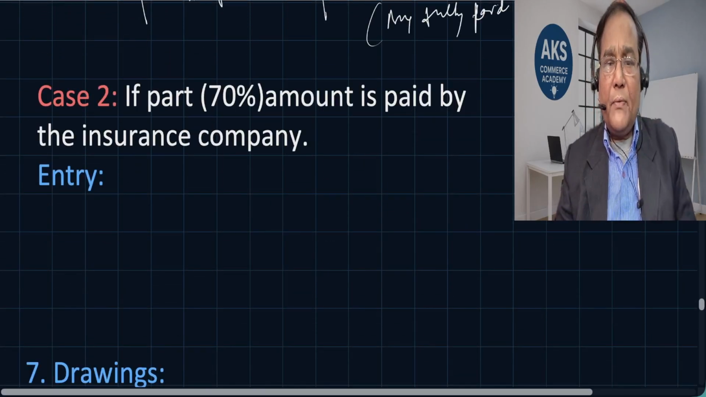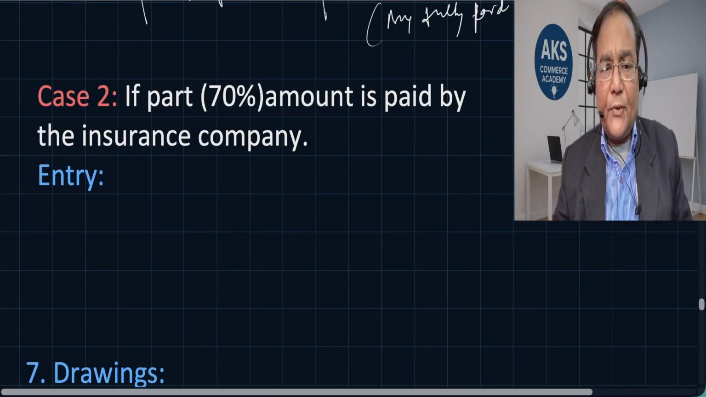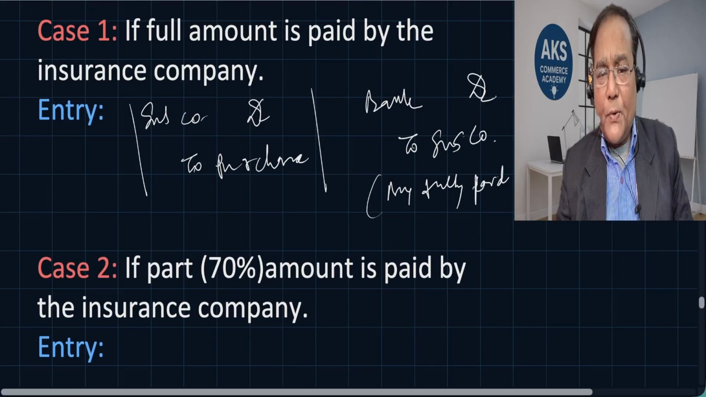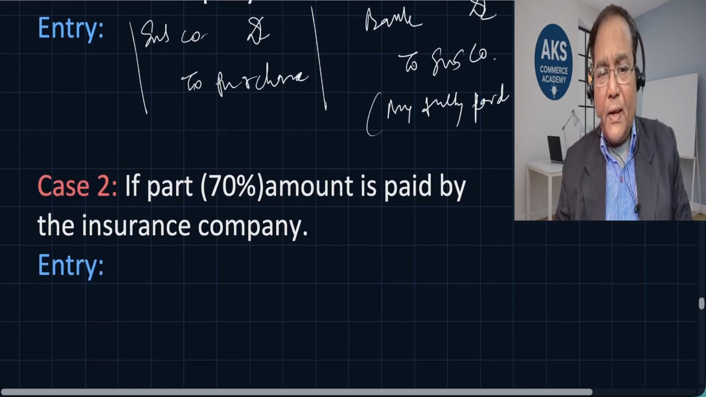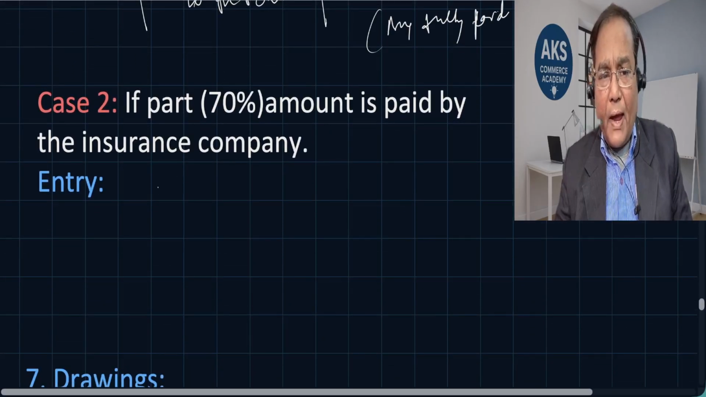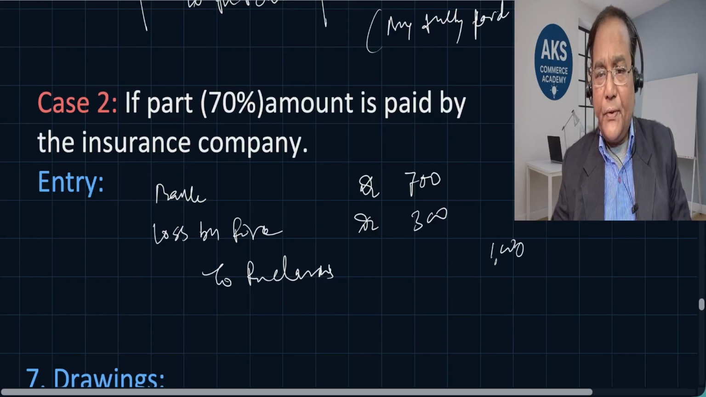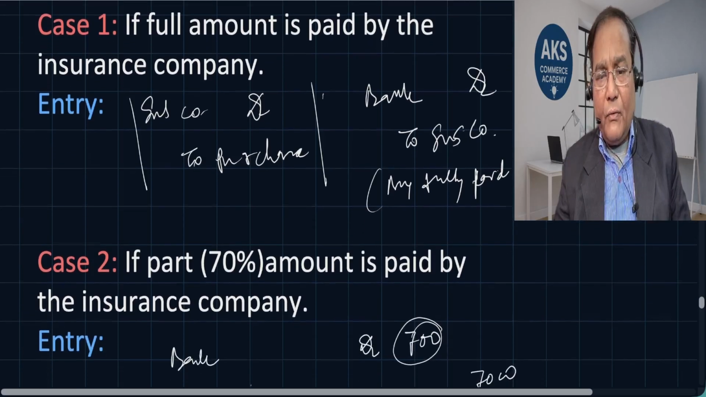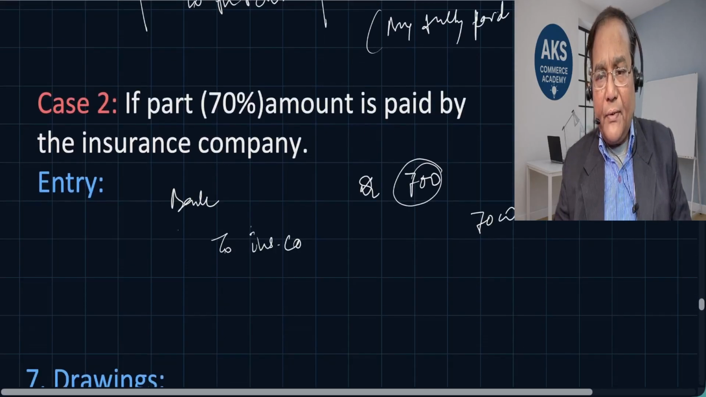Now, if it is part payment, which is 70% paid by the insurance company, then for making it due, we will first do insurance company debit to purchases. And when they make the payment, the entry we will do is bank debit. So 70% we have received. Out of the 1000 rupees of total loss, let us say 700 rupees received. Insurance company was debited with 1000, right? So we made a due of 1000 rupees, but we have received 700 only.